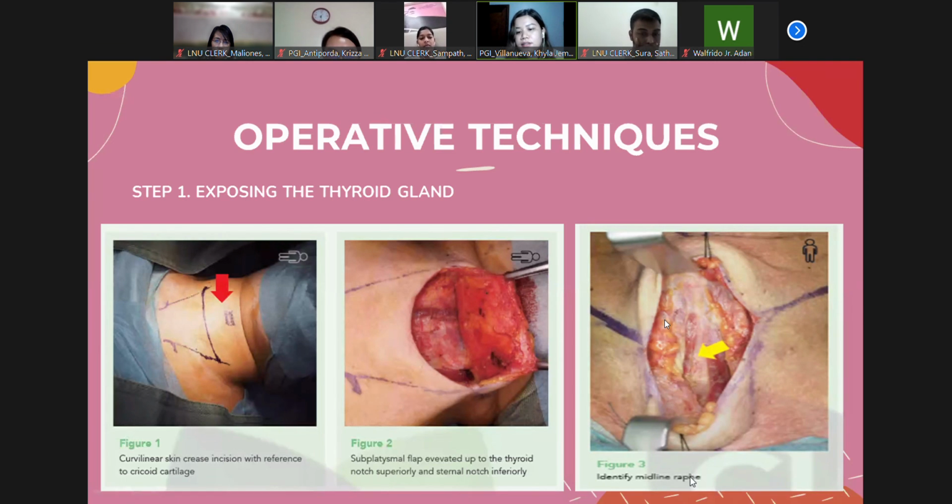So next, in figure 3, you should identify the midline raphe of the hyoid muscles. This raphe is divided from the thyroid notch superiorly to the sternal notch.